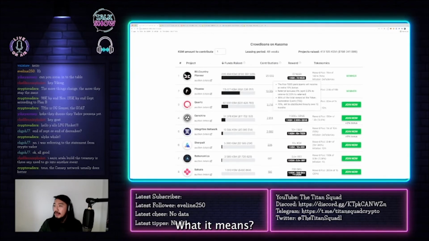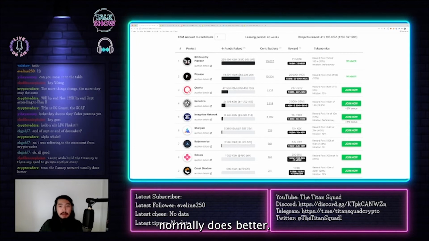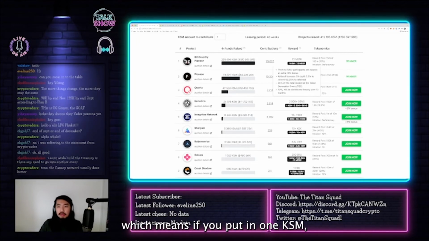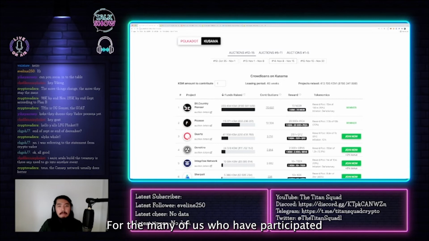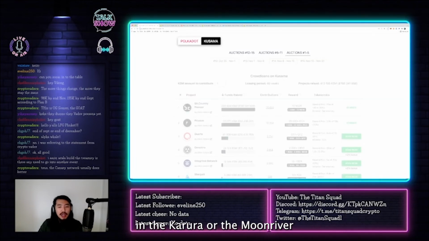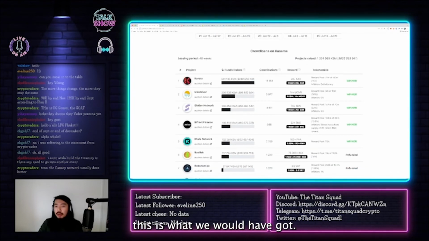So what it means, exactly like what crypto VedaX has said, is that the canary network normally does better. For example, the values that you see here are absolute, which means if you put in 1 KSM, you're definitely going to get back 72 NEAR. So for many of us who have participated in the Karura or the Moon River crowdloan, this is what we would have got.